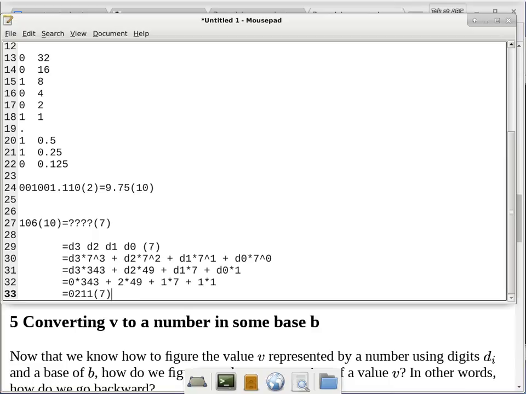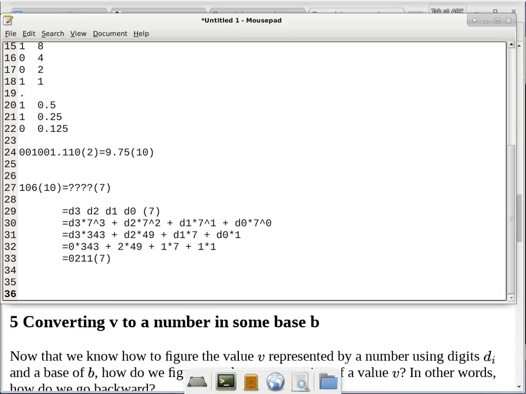So are we good so far? Yes? All right. Well, what about the other way around? What if I give you a base 7 number and I ask you, what is the value represented by this base 7 number? Can we do it in reverse? Well, let's check it out. So I'm going to give you a number in base 7. I'm going to give you like 4, 6, 1 in base 7. And I ask you, what is the quantity represented by 4, 6, 1 as a base 7 number?